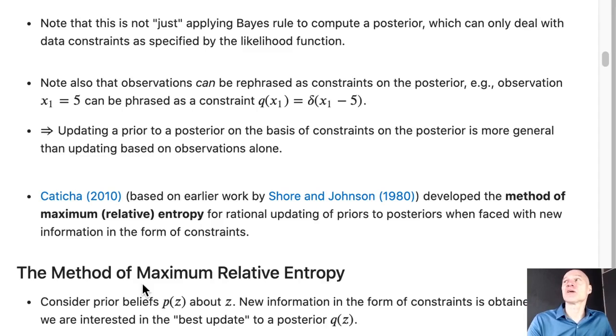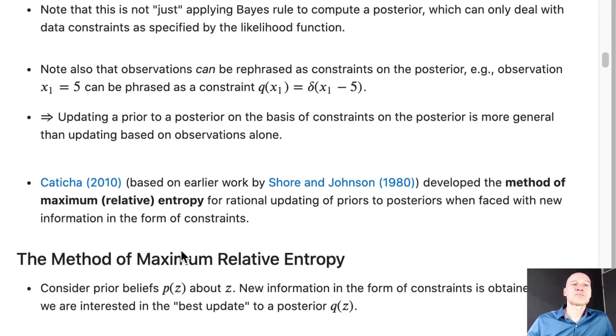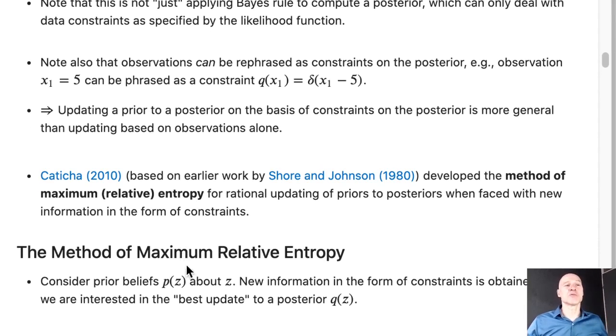Here we're going to do the same thing. We're going to say, now suppose I have some prior P of Z about variables Z, and I get new information in the form of constraints. So this could be data constraints, but also could be form constraints on Q of Z, or moment constraints or other constraints. But I have new information in the form of constraints. Now, what is the best posterior, what is the proper posterior for Q of Z?